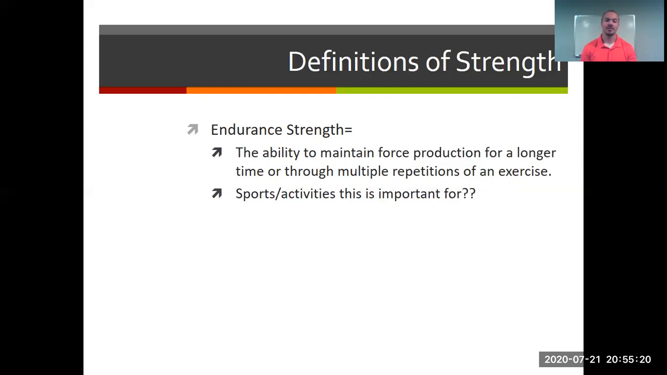And what sport or activity is this important for? Again, if you're in a sport where fatigue is relevant, this will help you. So maybe not as much for track and field, where your events are predetermined, but it's not going to hurt to have endurance strength. It just wouldn't be your top focus. But for any sport where fatigue becomes a factor, I would encourage you to maybe pay some attention to endurance strength.